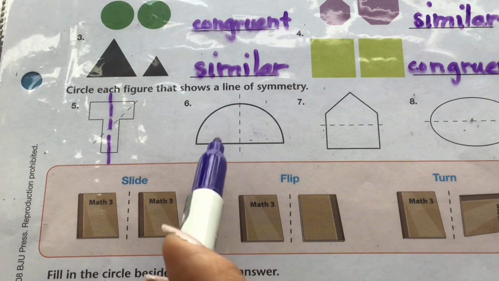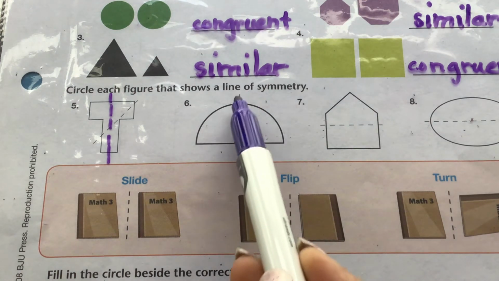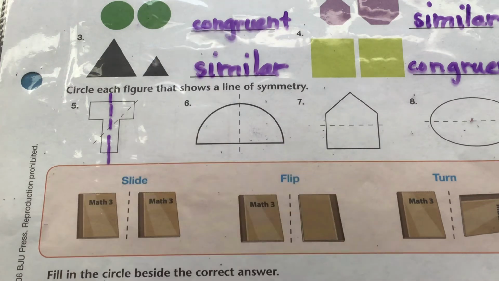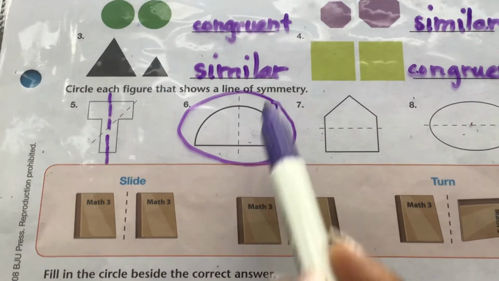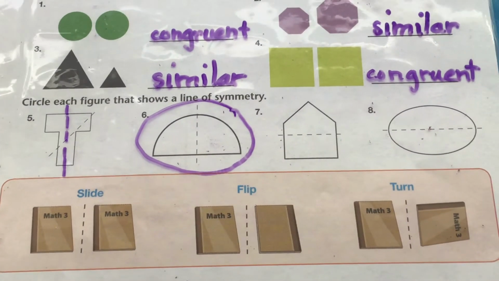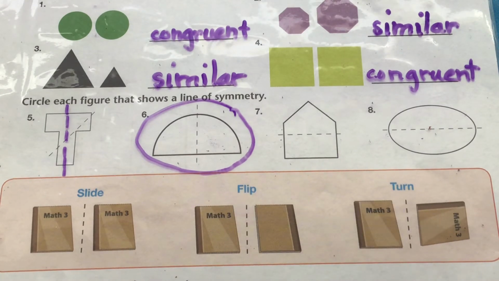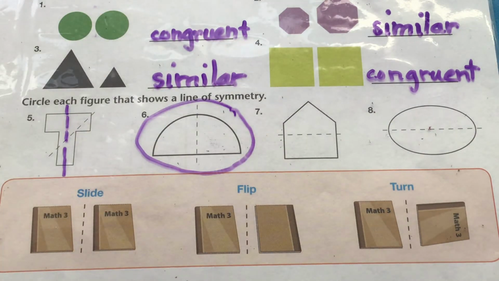What about number 6? We have a semicircle. If I was to fold this in half right there on the dotted line, would this side and this side match up? Yeah, they would. So this figure does show a line of symmetry right down the middle. Very good. Number 7, we have a pentagon here. What if we folded this pentagon on the dotted line? Would we have a line of symmetry? Does the top half look exactly like the bottom half? If we were to fold the top over top of the bottom, would they match up?